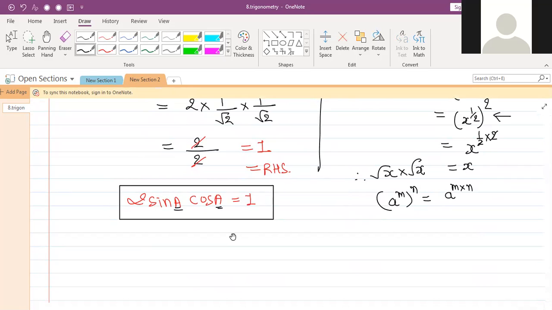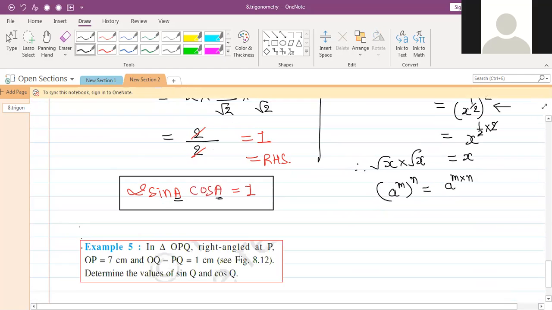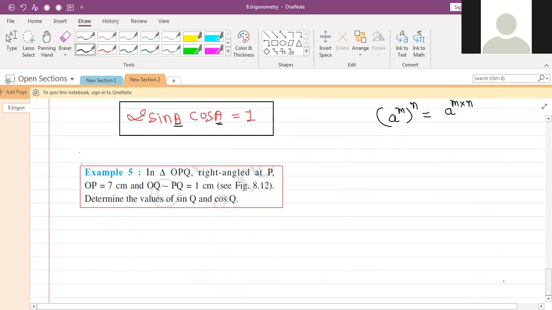Okay. Next example I can take. In this question, in triangle OPQ, here I write down the figure so you can understand. In triangle OPQ, the right angle is at P. For example, this one is our triangle OPQ, and here the right angle is given at P. So here I can take P, O, and here Q.